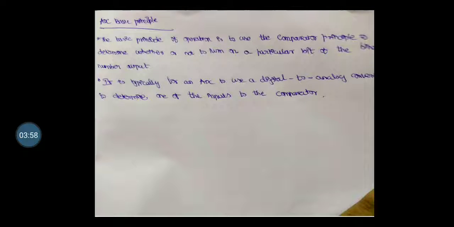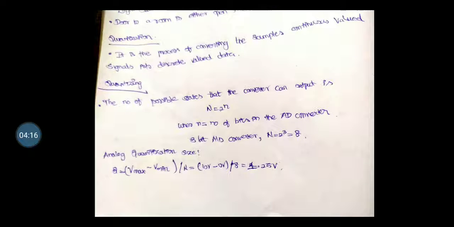An ADC usually has two additional control lines: the start input, to tell the ADC when to start the conversion, and the end of conversion output, to announce when the conversion is complete. So these are some of the points about ADC. ADC mainly uses a process called quantization. In quantization, we convert the samples of continuous valued signals into discrete valued data.